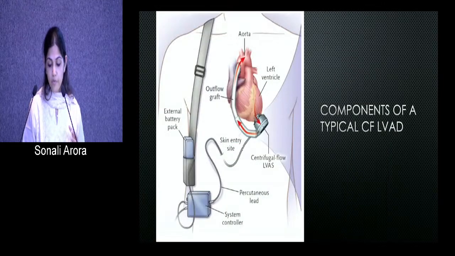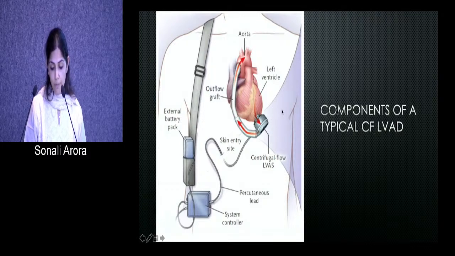So the components of a typical continuous flow LVAD would be the pump, the skin entry site here, which is a percutaneous lead connected to the controller with an external battery pack. There will be the main pump here, which has an inflow cannula and an outflow graft, which is pushing blood to the aorta and then to the body.